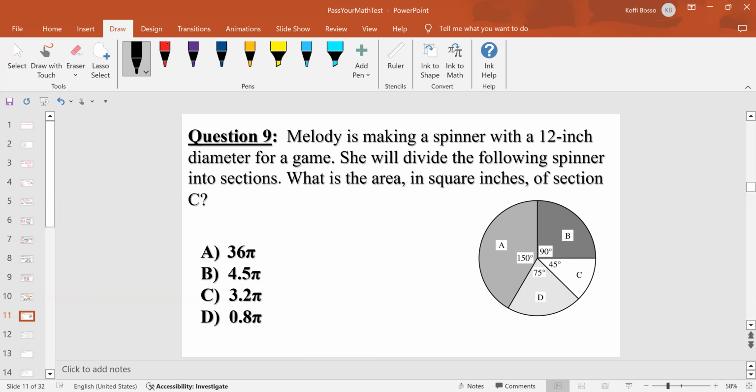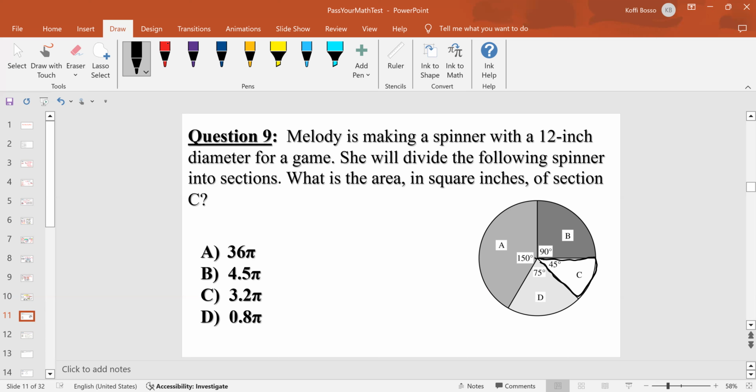Okay, question number 9. You have to understand that this is a circle. Melody is making a spinner with a 12-inch diameter for a game. She will divide the spinner into sections, like we see here. What is the area in square inches of section C? So we want to focus on section C.